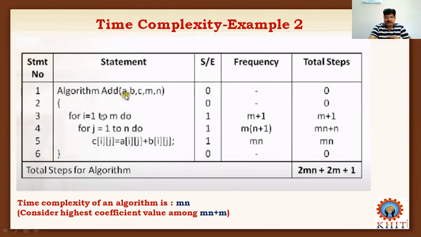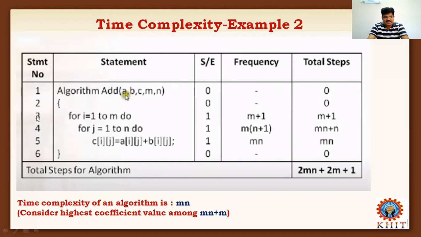If you consider the body part of the algorithm, there are two consecutive for loops. Consider statement number 3 in the given algorithm: for i equal to 1 to m do, and for j equal to 1 to n do. These two are interlinked together. So the for loops are embedded. The second for loop is linked to the first for loop. That means there is an association between the third statement and the fourth statement.